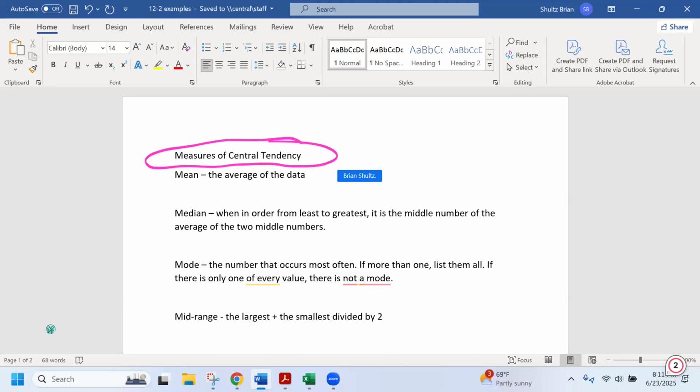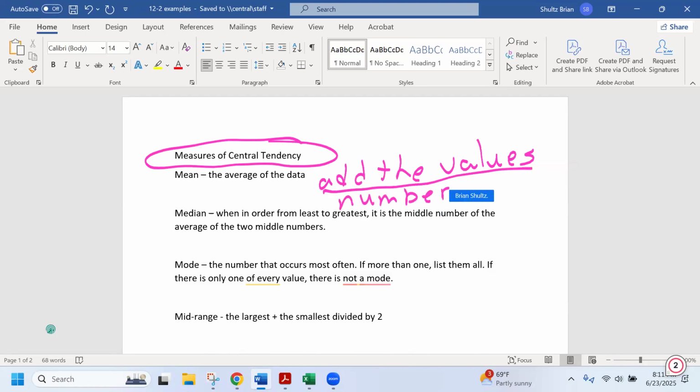But measures of central tendency, these are four of the prime ones, the most used ones. The mean, which is the average of the data. Add the values, divide by the number of values. So in this case, you add up all the values, then you count how many you have, take the total and divide it by the number you have.